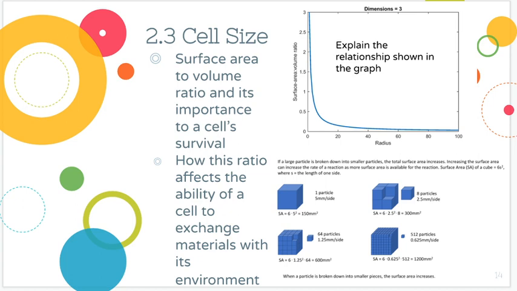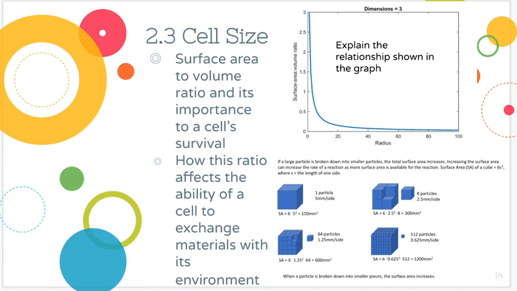One of the things that you need to be able to do is to explain that relationship between those two variables. In other words, what happens to the surface area to volume ratio as the radius of the cell increases? What happens to it as it decreases? And read the graph carefully, because notice as the radius gets larger, that surface area to volume ratio gets smaller.